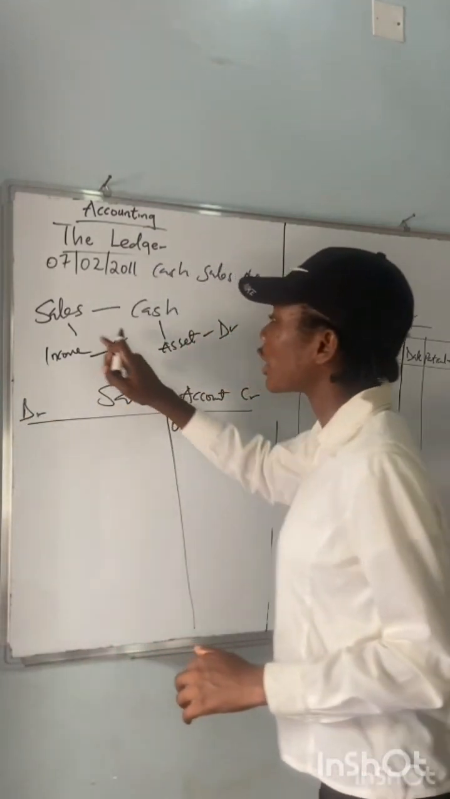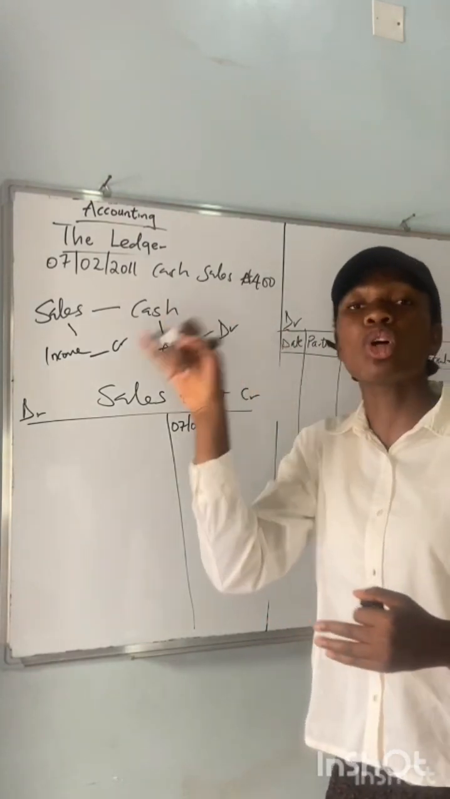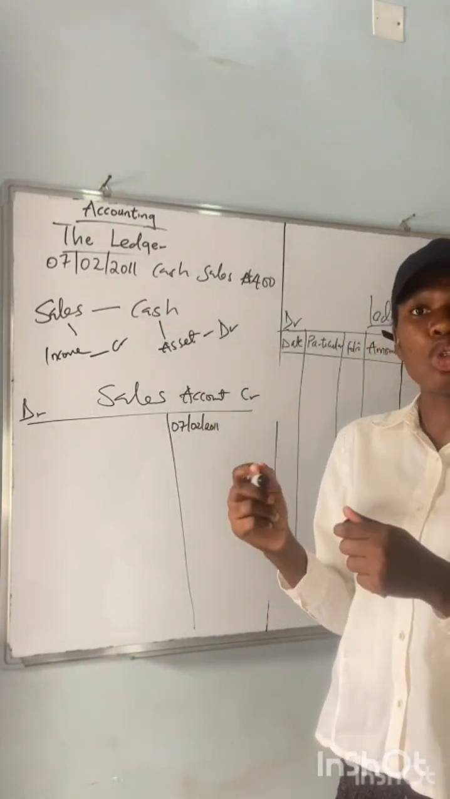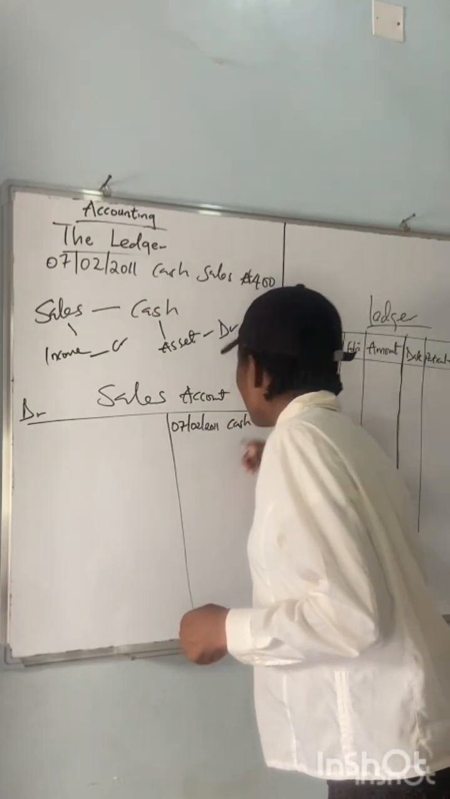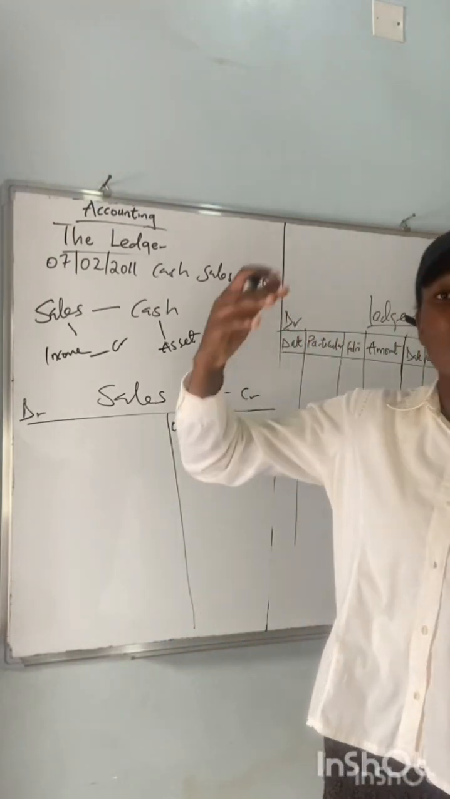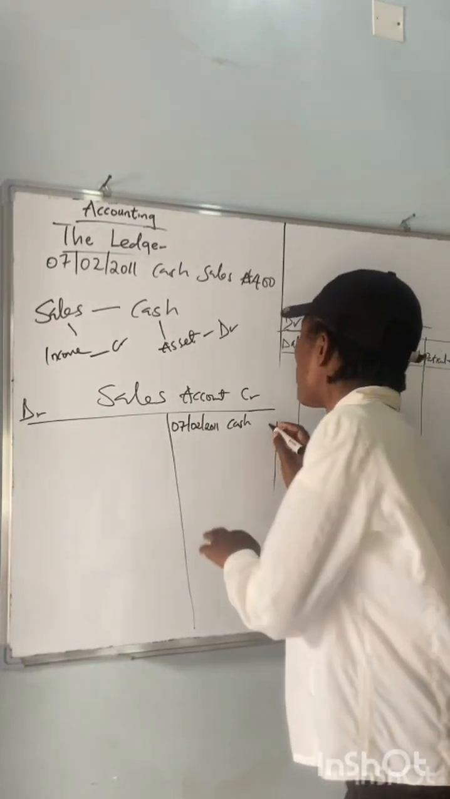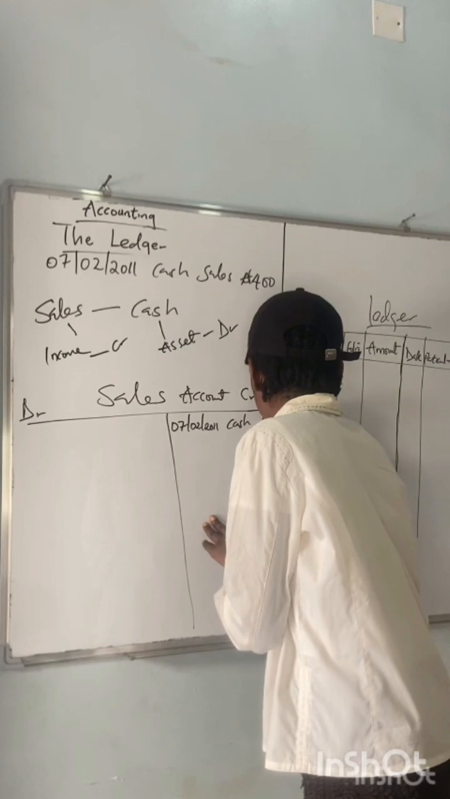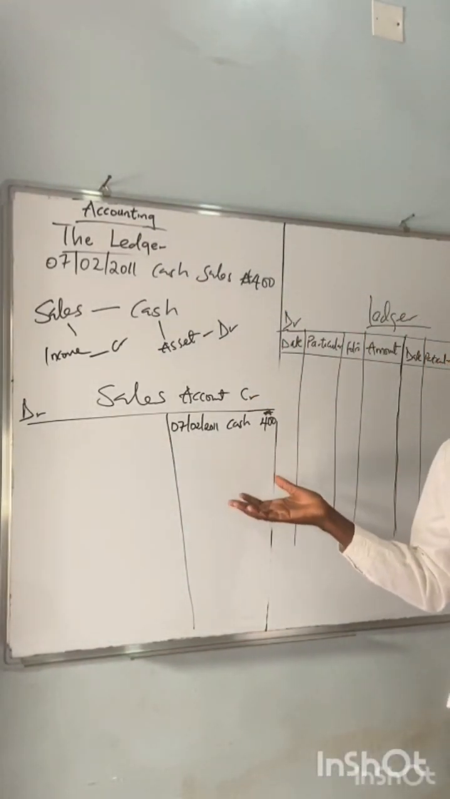Now we're going to be entering for our particular, here we'll be entering the reference account, that is folio. What we'll be entering here is cash, because this transaction was carried out, the sales was done in cash. It was a cash sale, so we'll be entering cash, of how much? 400 naira. This is it. We have entered in our sales. This is our sales account.